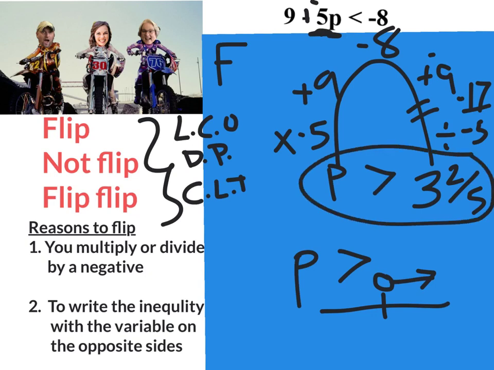So now I know this is a 3 2/5 on the number line. Greater than 3 2/5 works, so 3 3/5 or 3.43 or 5 or 700 work. Anything to the right-hand side of 3 2/5.